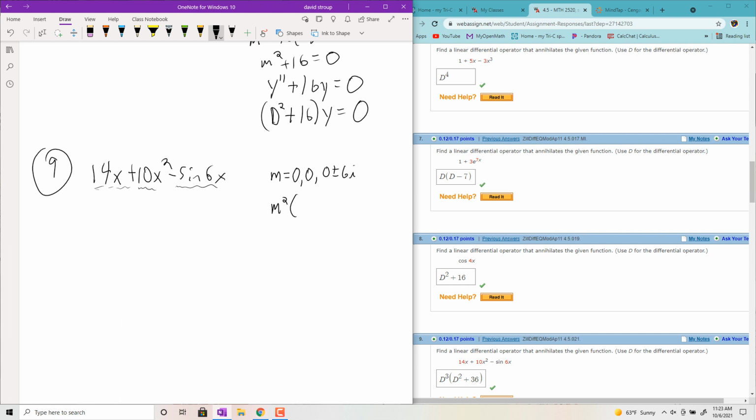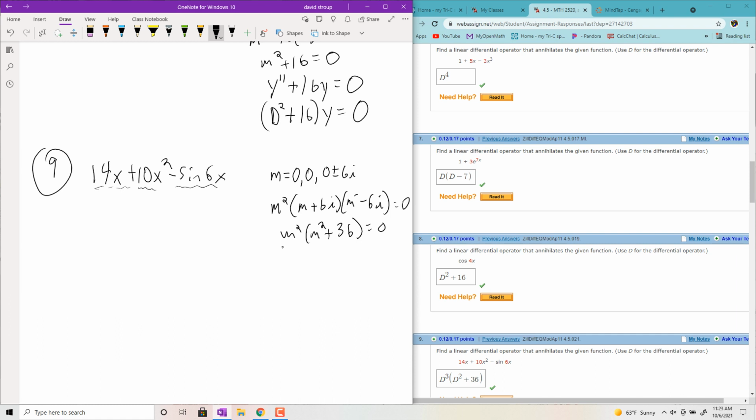Or rather, geez, what is it going to be? Well, we can always write it out, right? m plus 6i, so it's going to be m squared plus 36, m minus 6i. If you were to FOIL that out, you would get m squared plus 36. And so our annihilator is basically sitting right there.